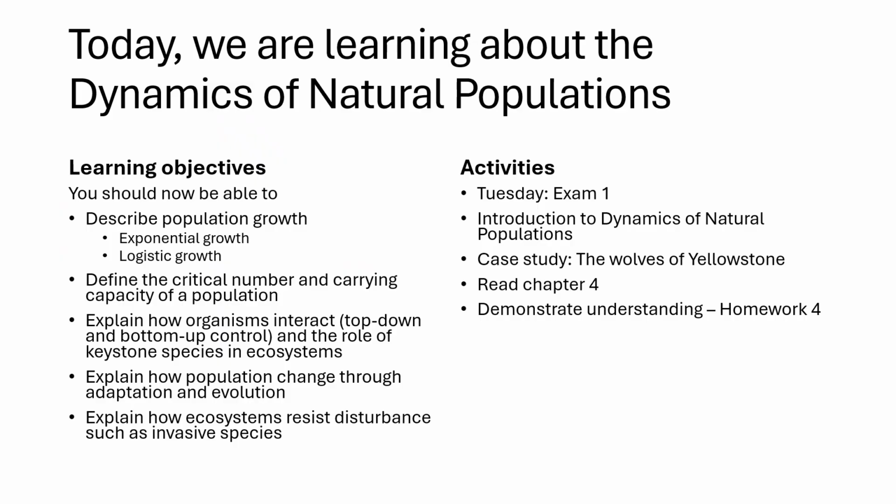So you should now be able to describe what population growth is, what exponential growth is, and how it compares to logistic growth. What is a critical number and what is carrying capacity. Explain how organisms interact, how they can change, and how ecosystems resist disturbance. You can also discuss the impact of an invasive species on ecosystems in relation to ecosystem resistance.